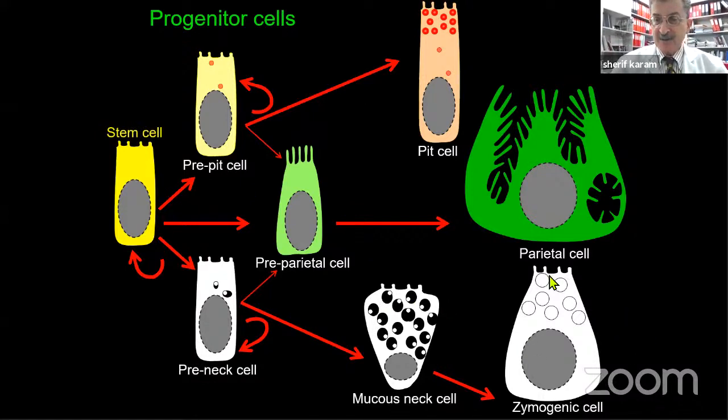As I told you, for example, zymogenic cells have some capacity to divide as well. And there are steps in between the neck cell and zymogenic cells, which are called the pre-zymogenic cells. It's intermediate between this cell and this cell. So now, if I move forward.